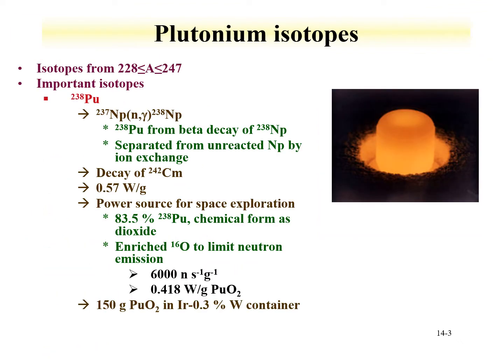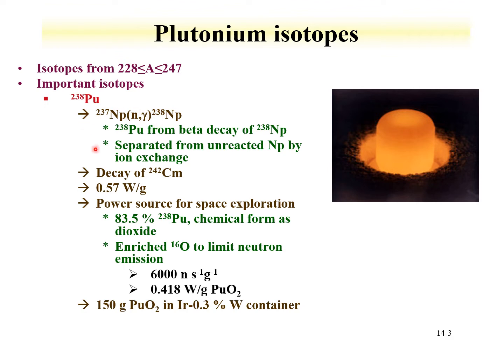We'll start off the lecture discussing the different isotopes of plutonium. There are isotopes of plutonium from as low as 228 to as high as 247. Some of the important isotopes include plutonium-238. Plutonium-238 is made from the neutron capture of neptunium-237 that produces neptunium-238. That beta decays, and that produces plutonium-238. This was the route by which plutonium was identified.